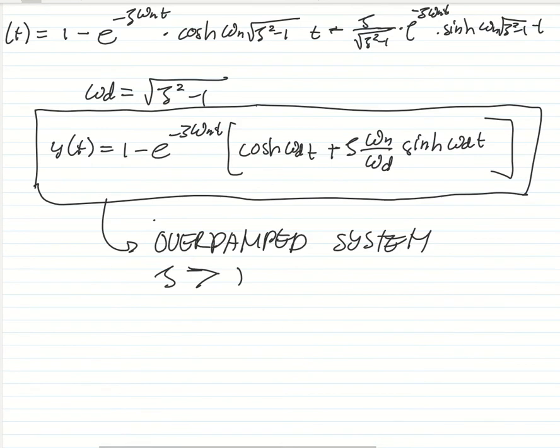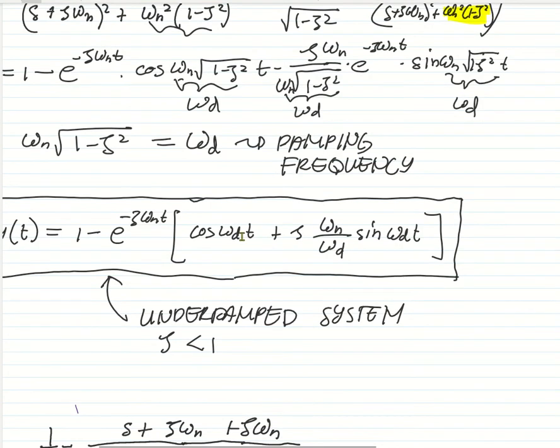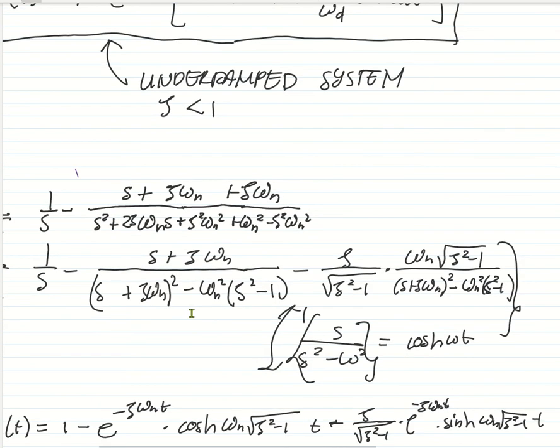How about for a critically damped system? When we say critically damped, this is when zeta is exactly equal to 1. So what will happen if zeta is exactly equal to 1? If we go back here, the square root of 1 minus zeta squared will become 0. So this will become 0. So what will happen to the final value?